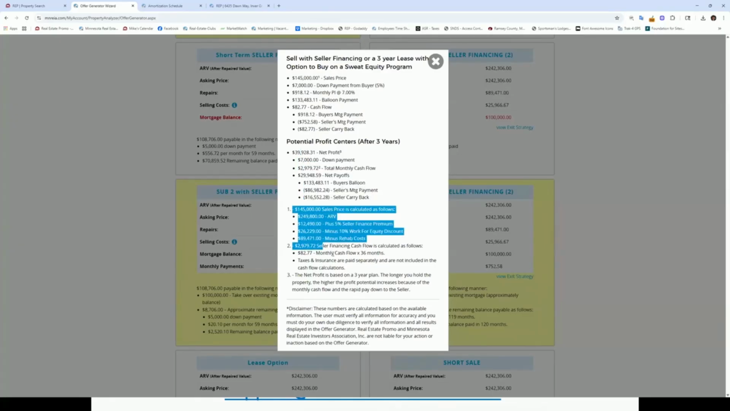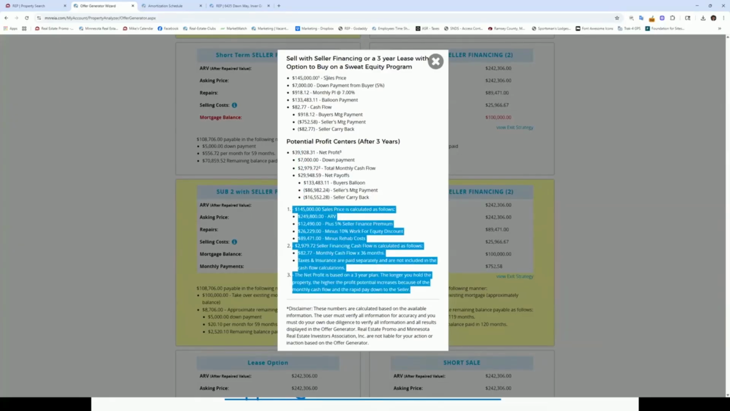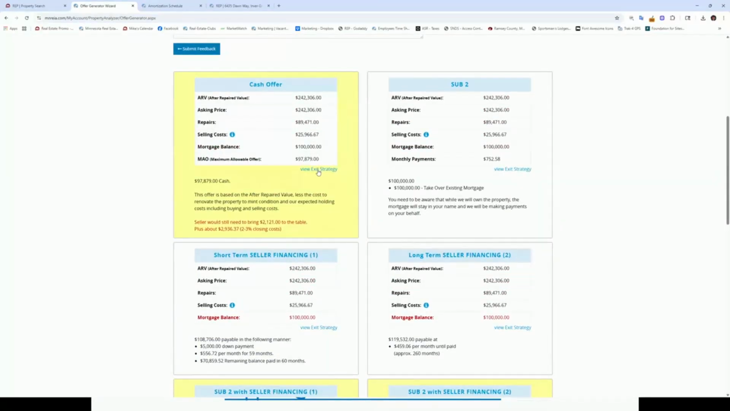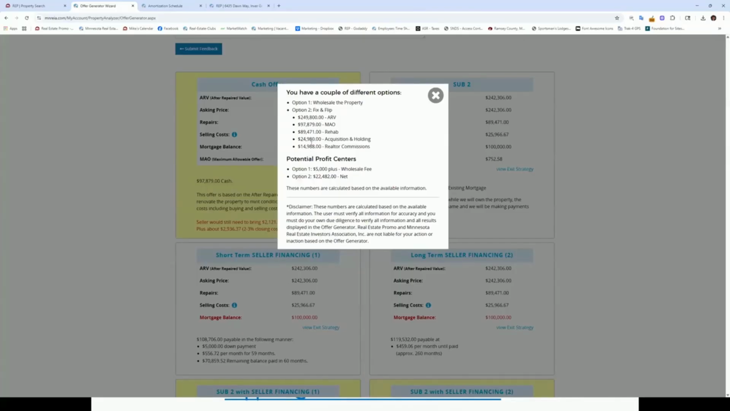And then down below, it's giving us some breakdown of some of the calculations from up above. So it's giving us more details on how it's all broken down. And each one of these has its own exit strategy. Like the cash offer, well, our exit strategy would be either flip the property or wholesale the property. And then what can we make on these properties as a wholesale fee or as a flip fee?